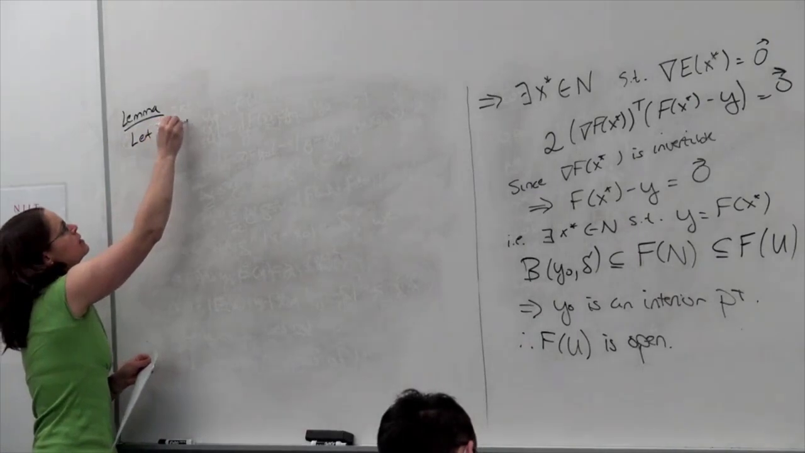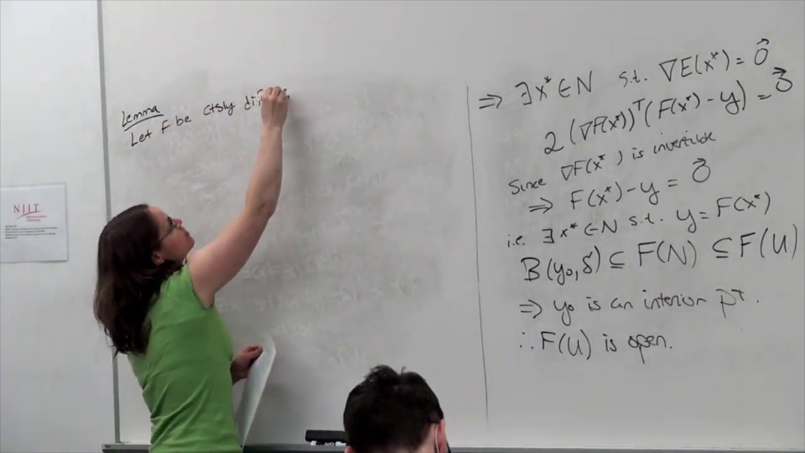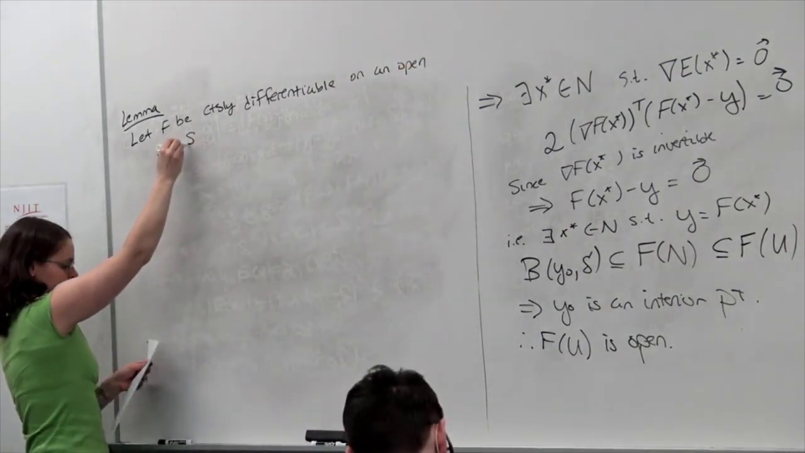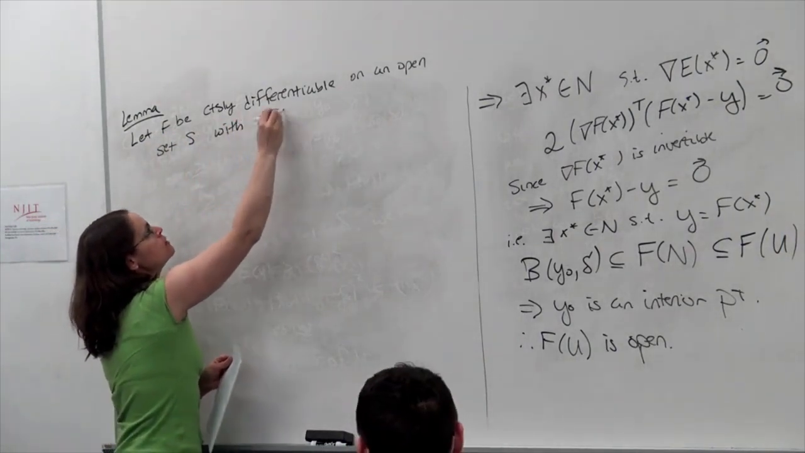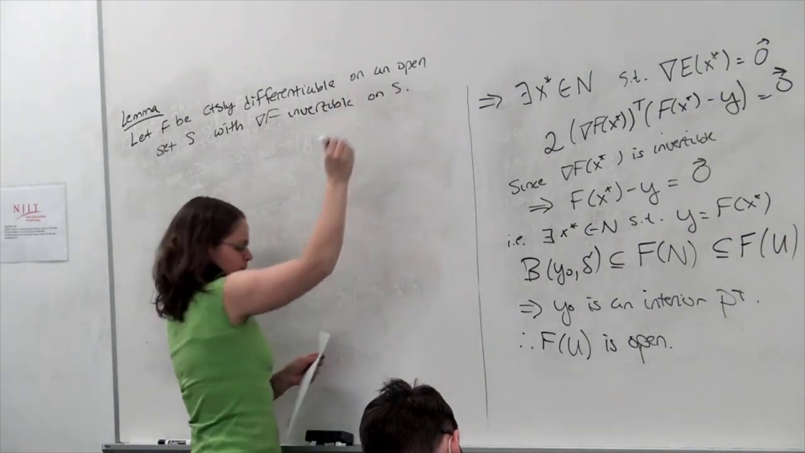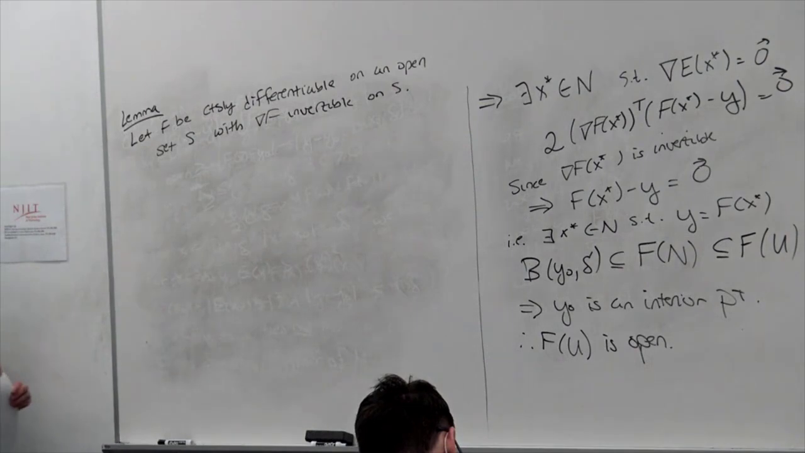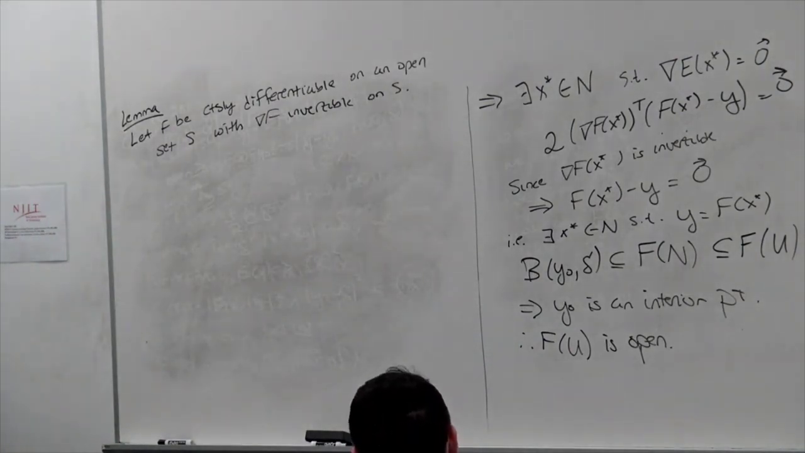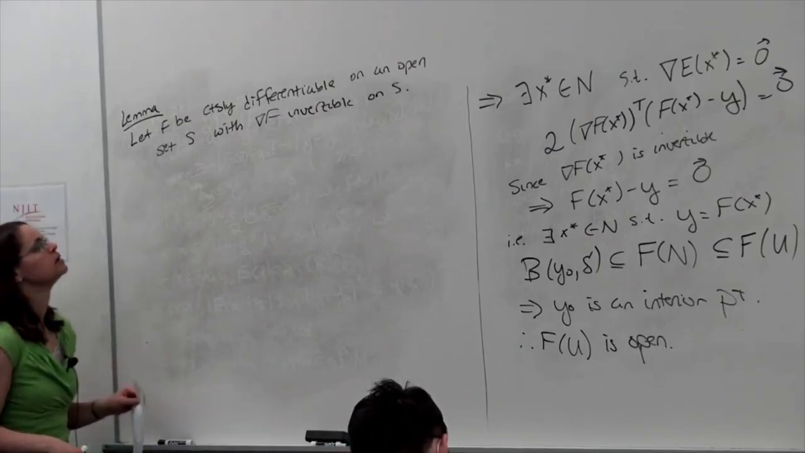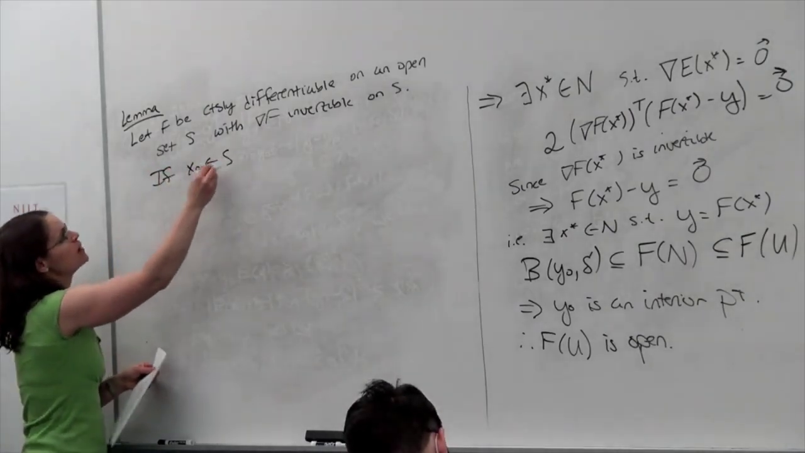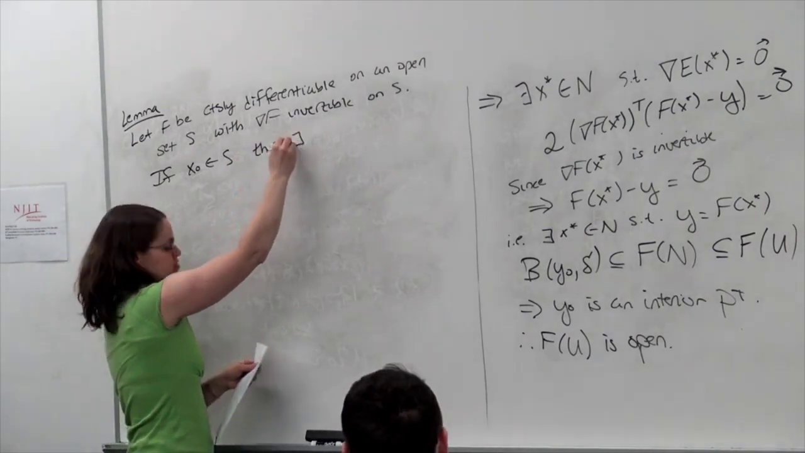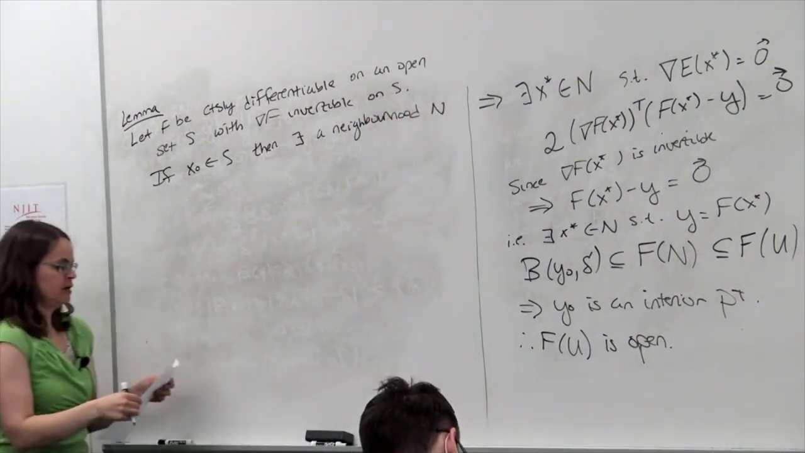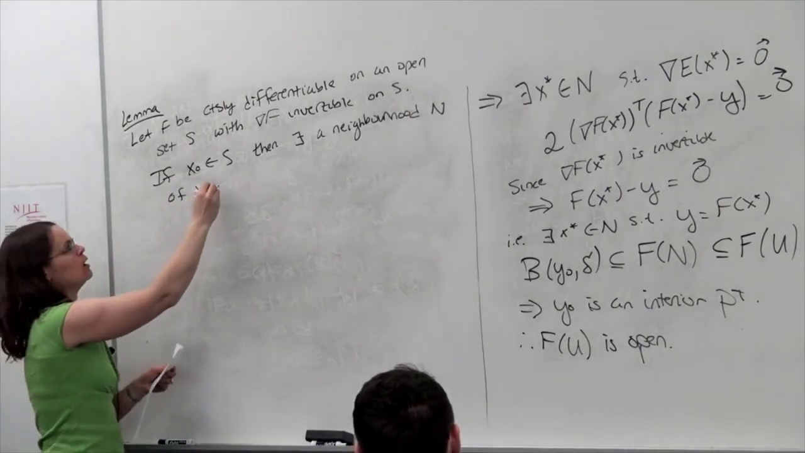All right, so let f be continuously differentiable. All our usual hypotheses, there's nothing new here, on an open set S, with the Jacobian invertible. We don't expect this mapping to be invertible, and nowhere in the last proof did I use the fact that it could be invertible. But we're going to say that if we pick a point in the set, it should be locally invertible. So then there exists some neighborhood n of x naught on which f is invertible.